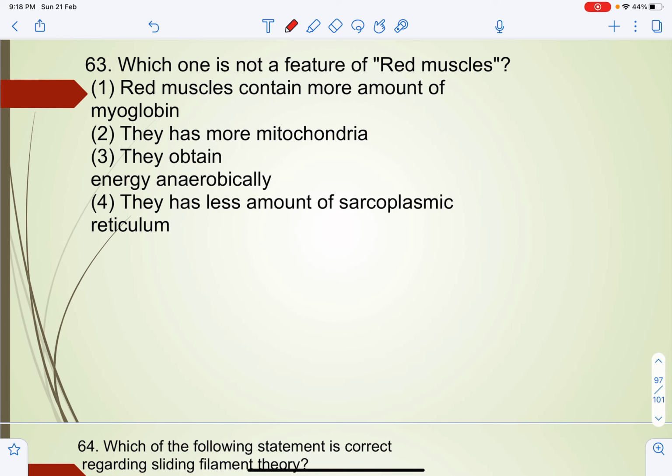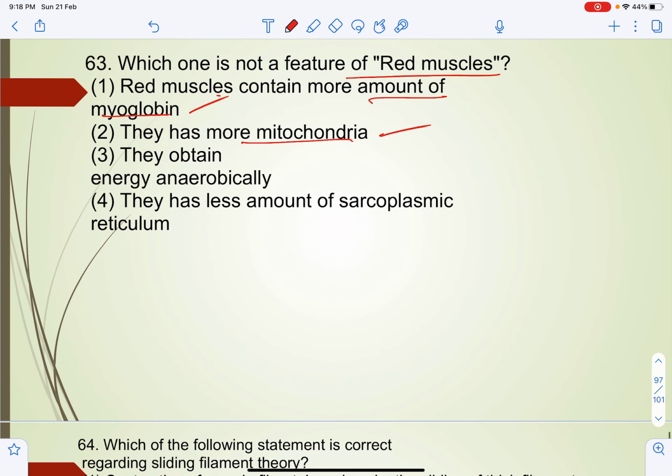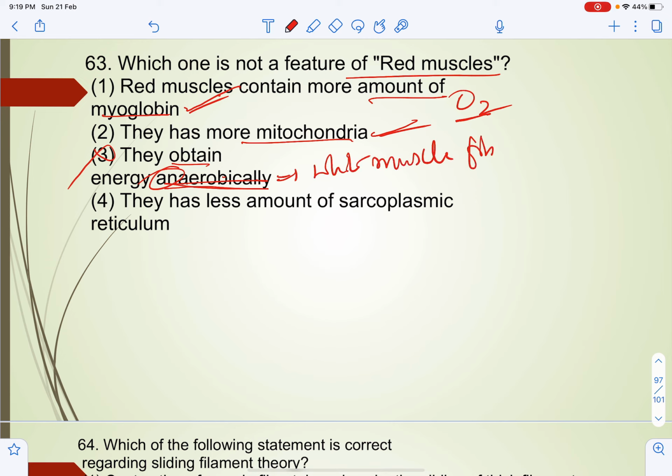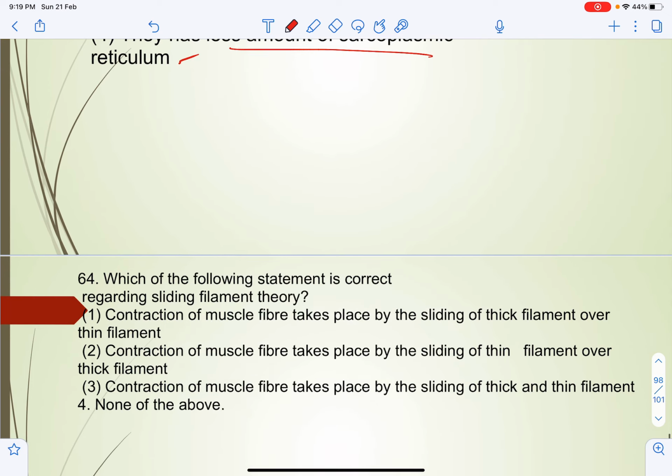Next, which one is not a feature of red muscle? Red muscle contains more myoglobin, that is correct. More mitochondria, that is also correct. They obtain energy anaerobically: more mitochondria and more myoglobin help in transportation of oxygen, so not anaerobically but aerobically. That is wrong. It is a characteristic feature of white muscle fiber, which has a small amount of sarcoplasmic reticulum. So the incorrect one, not a feature of red muscle, is that they obtain energy anaerobically.